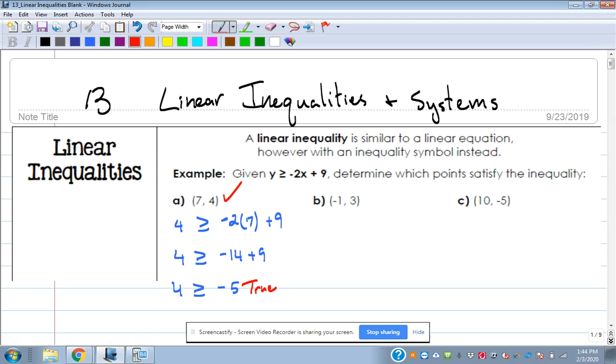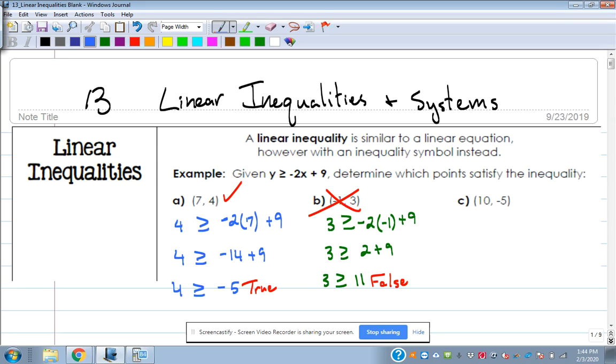Let's check B and see if it works out. 3, oops, didn't mean to flip the symbol, greater than or equal to negative 2 times negative 1 plus 9. So that's going to be 2 plus 9. Is 3 greater than or equal to 11? No, that's false. So that one's out.